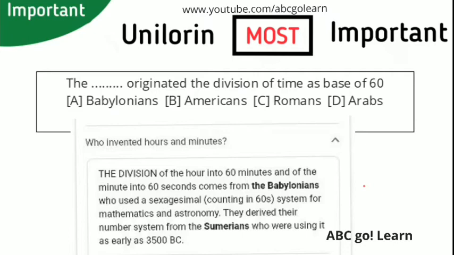Question number 3. The dash originated the division of time as the base of what? Of 20? I tell you, the answer is the Babylonians. It is the Babylonians that originated the division of time as the base of 60.